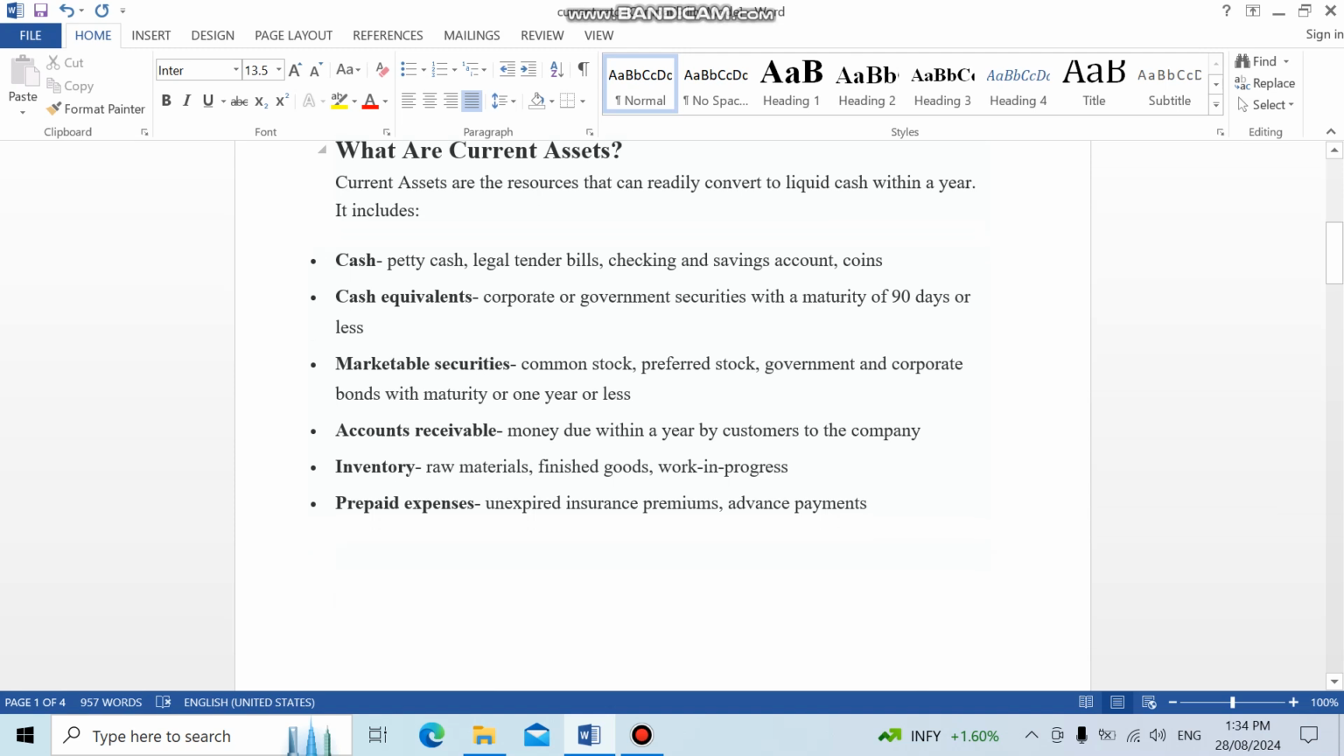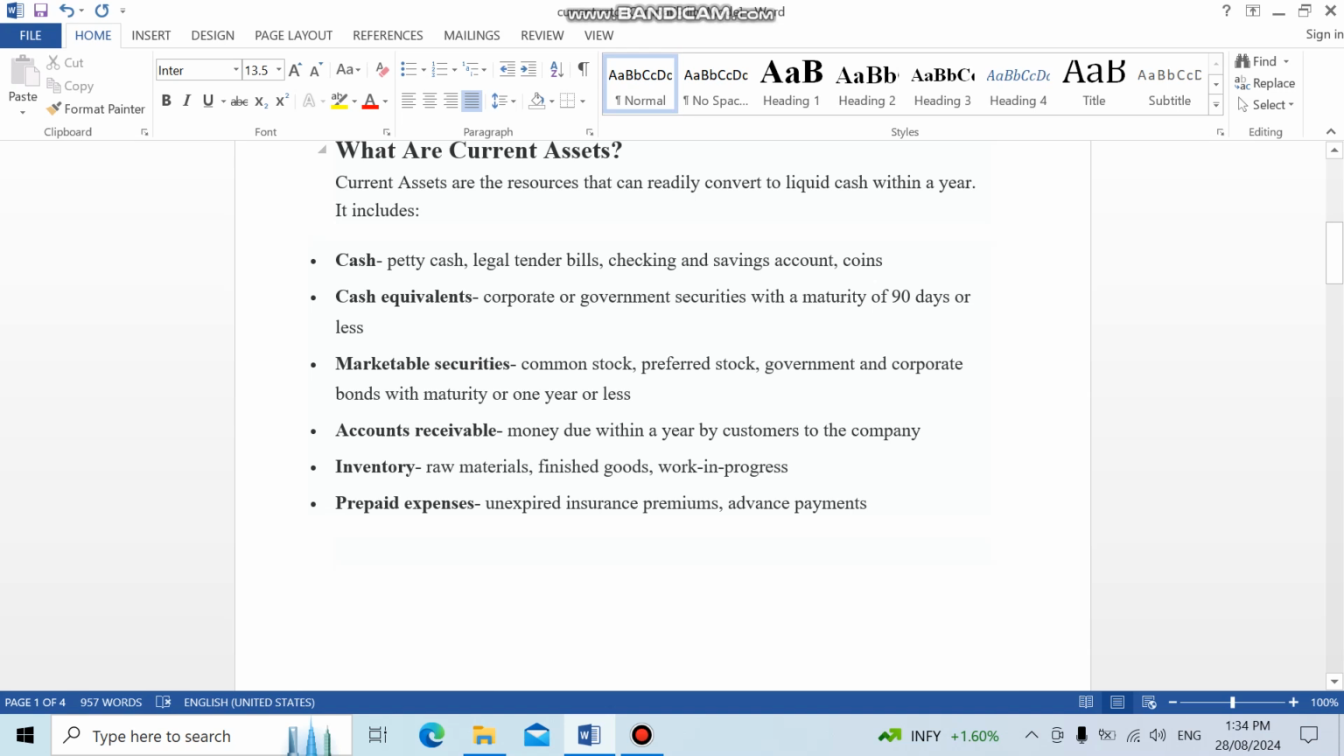It includes cash, that is petty cash, legal tender bills, checking and savings accounts, coins. Okay, cash means all this. Then cash equivalents. What are cash equivalents? Corporate or government securities with a maturity of 90 days or less. Now, marketable securities, that is common stock, preferred stock, government and corporate bonds with maturity of 1 year or less. These are the marketable securities.